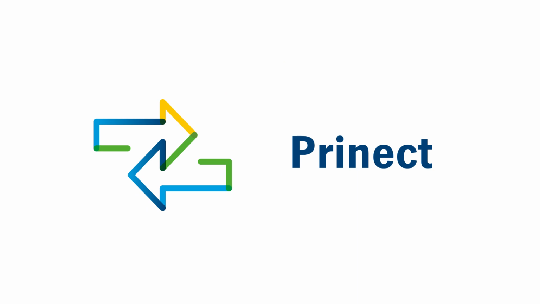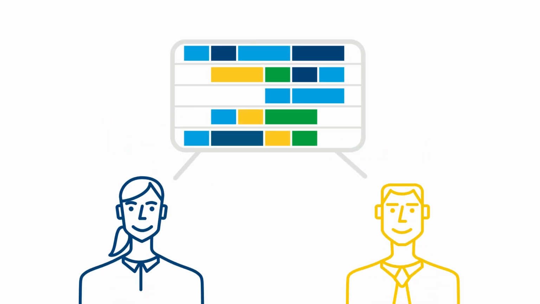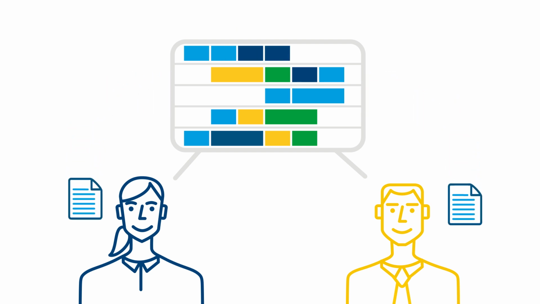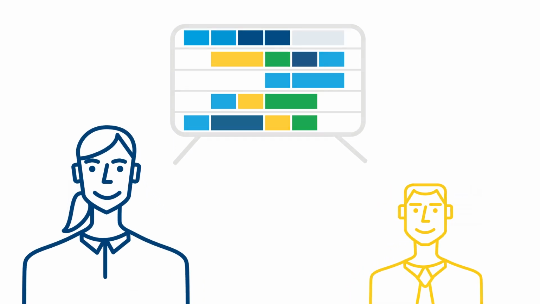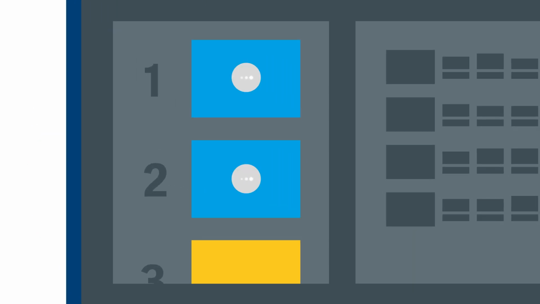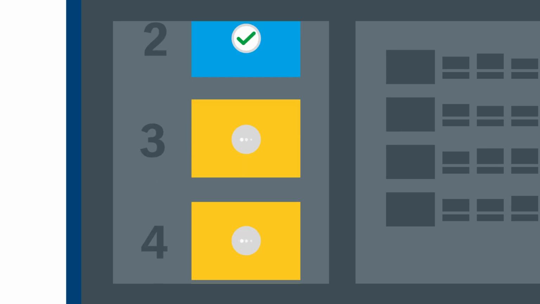Prinect Production solves this problem with a centrally integrated digital scheduler. It organizes the production and makes planning transparent for everyone involved at all times. The latest scheduling data is available live at the control center of the online integrated machines. Job data are always based on the current production status.